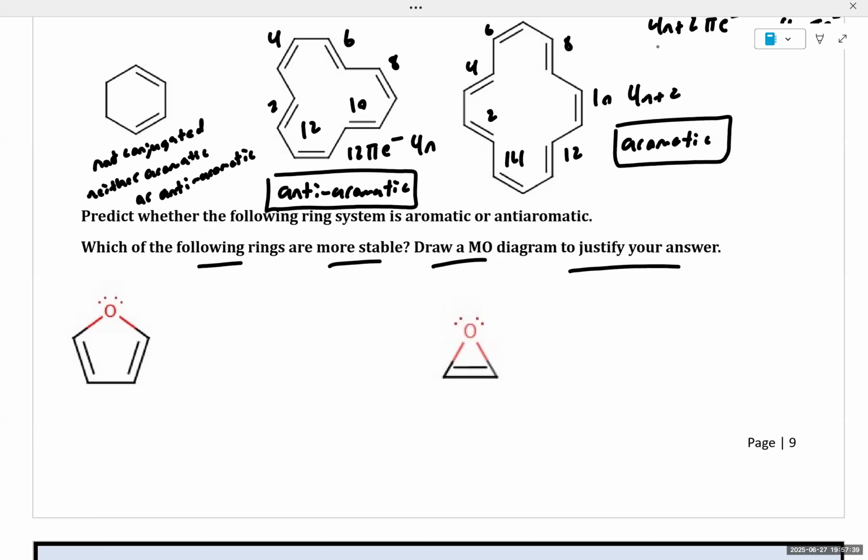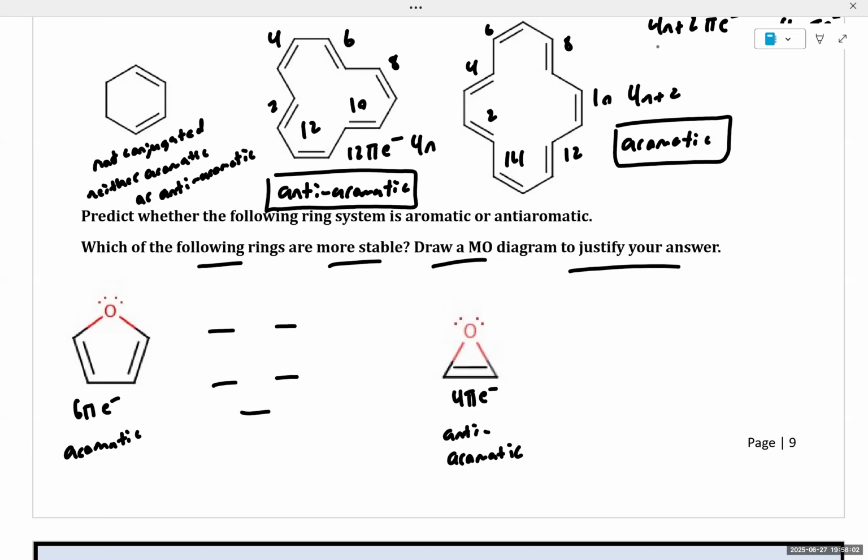So in this case, we have 6 pi electrons. Well, in this molecule, we have 4 pi electrons. This compound would be aromatic. This compound would be anti-aromatic. To justify this, we're going to need to draw an MO diagram.